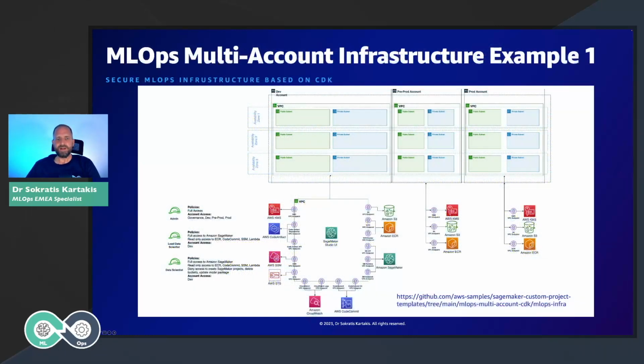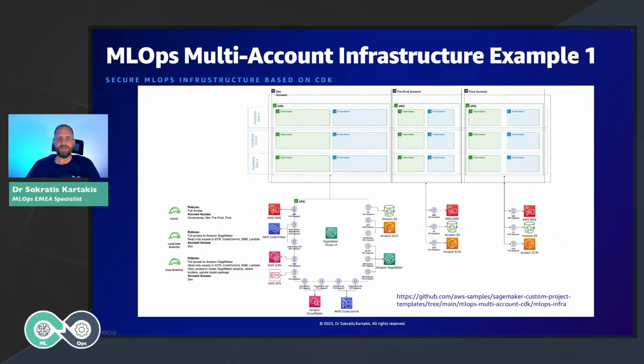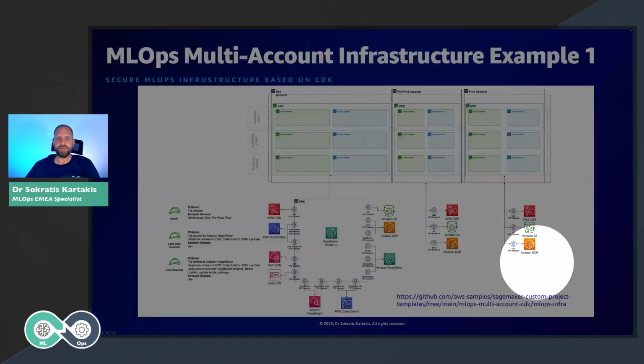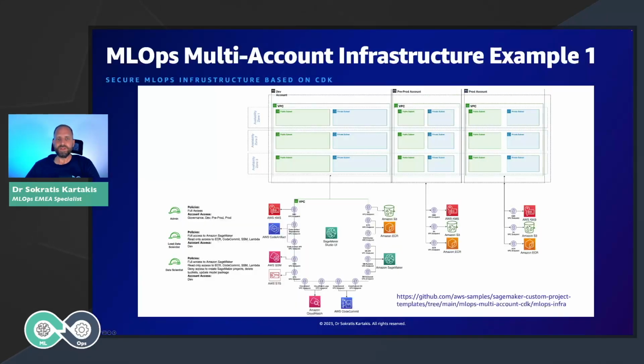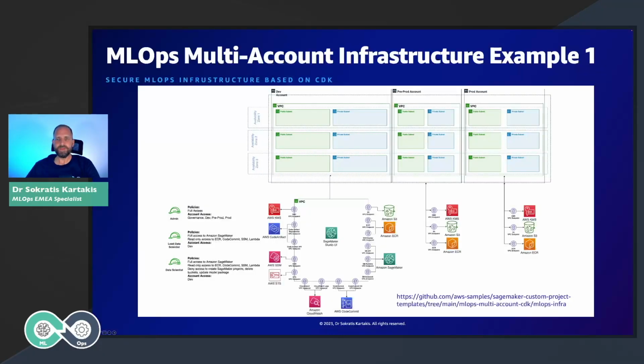Here I give you an example from a real repository that you can find here, showing the infrastructure code that the platform teams need to deploy for the different data science teams. Here you can see that we have the dev, pre-prod, and prod. For all these accounts, we need a different VPC. Each VPC will also have private and public subnets and multiple availability zones for availability purposes.